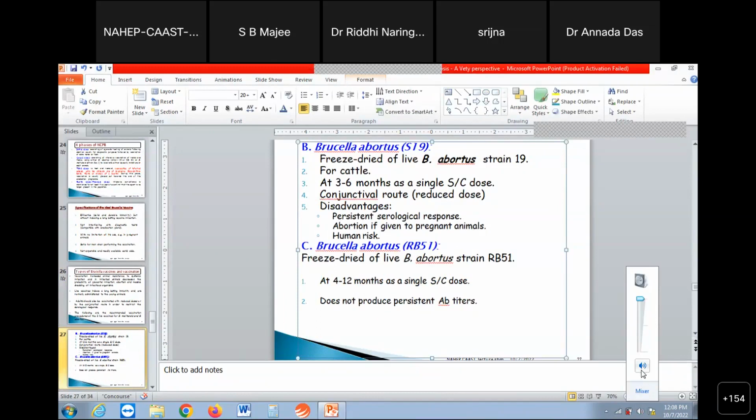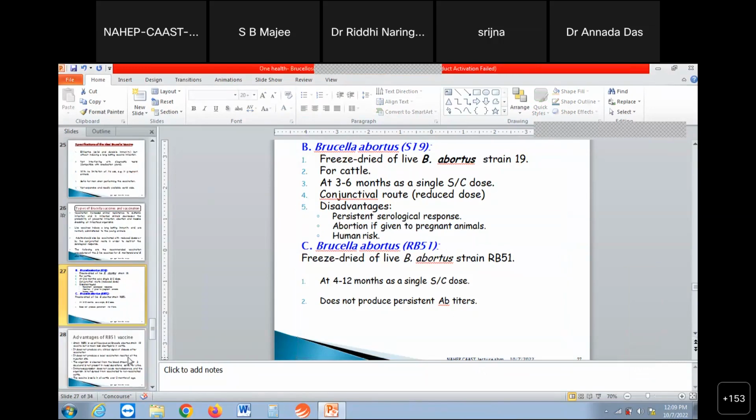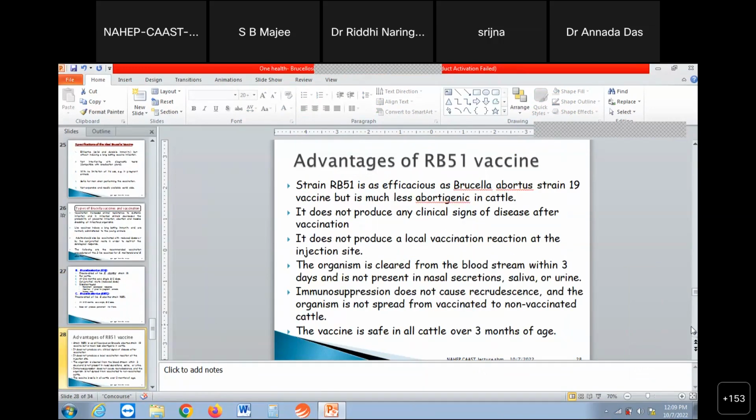The disadvantage is that it gives a persistent serological response, it may cause abortions in pregnant animals, and there is a human risk if it is not given along with PPE. Now, the freeze-dried RB51 can be used at 4 to 12 months of age as a single subcutaneous dose, and it does not produce persistent antibody titers. But RB51 is not very easily available in our country, and there were some issues for which RB51 is not used. But all the same, I would like to stress a few points about the RB51 vaccine.